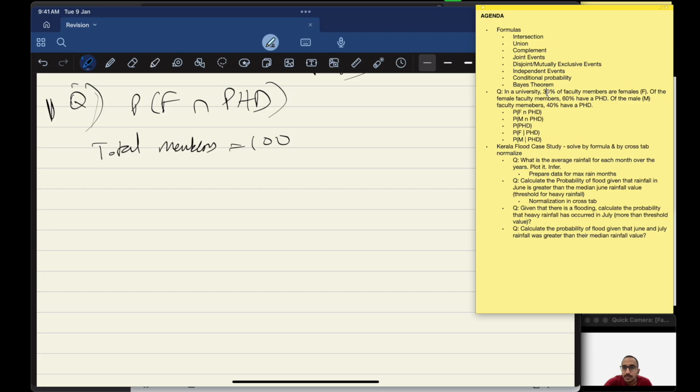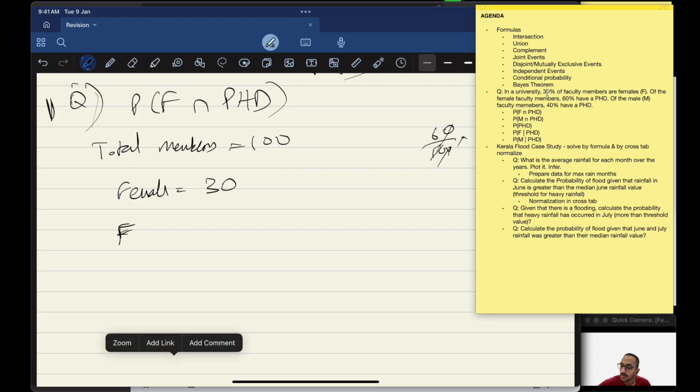So out of these 100, as per the question, 30% of the faculty members are female. So female 30, and of the female faculty 60% have a PhD. So 60% of 30 is how much? 60 by 100 into 30, 18. So female given PhD is 18, right?